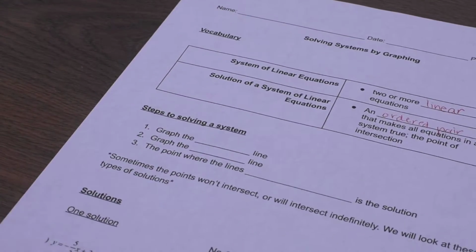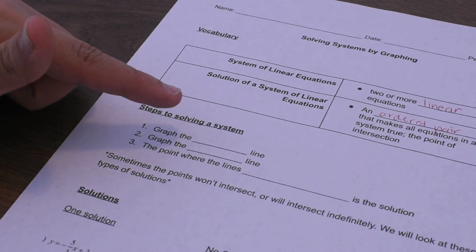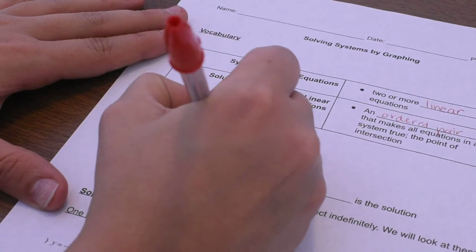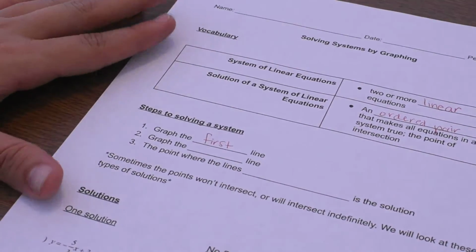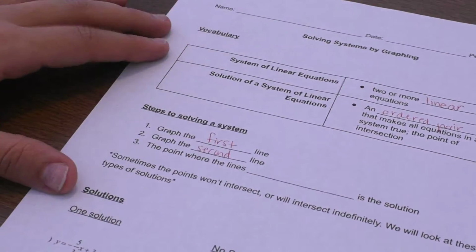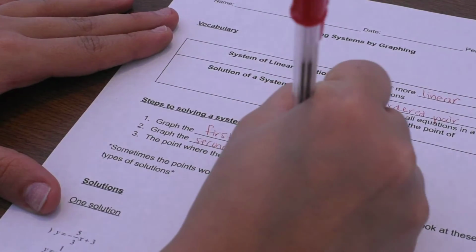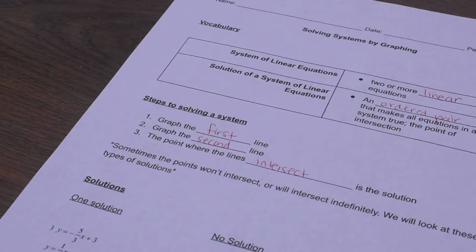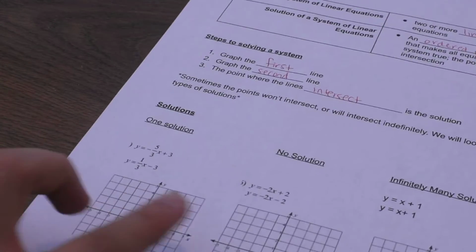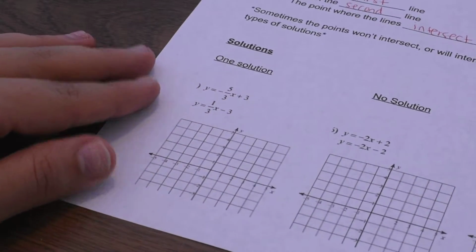So your steps to solving a system of equations is first, graph the first line. And then you graph the second line. And the point where the lines intersect is the solution. We are going to have some situations in which the lines don't intersect or they intersect at every single point. All right, so I'm going to show y'all, and that is one solution, no solution, infinitely many. First, we're going to start with one solution, which is the most common one, right?